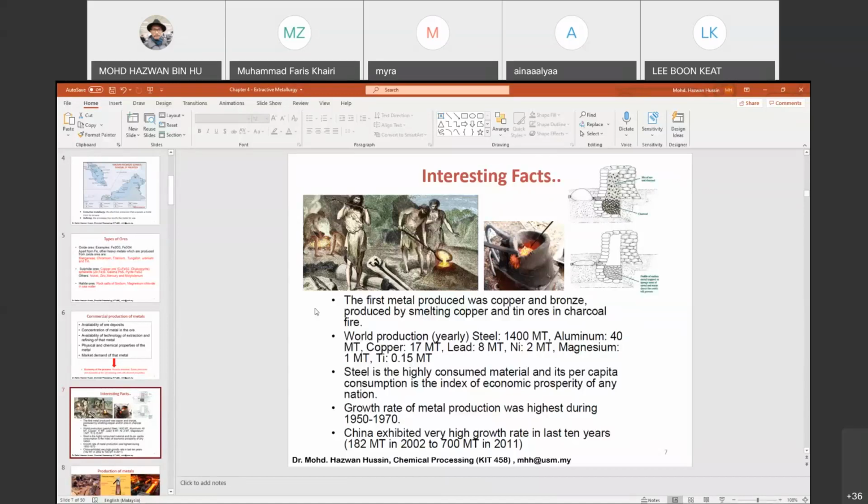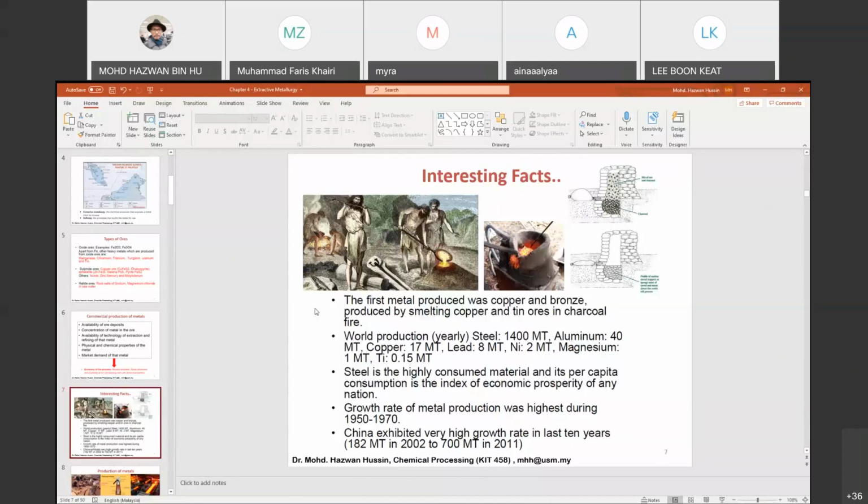So the first metal produced was copper and bronze, produced by smelting copper and tin ores in a charcoal fire. What's the difference between copper and bronze? Bronze actually means that it is a copper alloy. It contains some trace amount of carbon, as compared to copper.